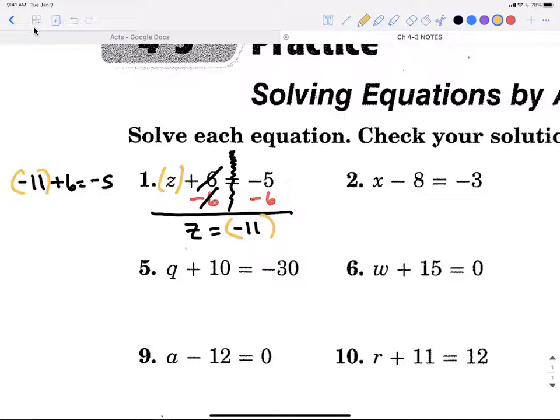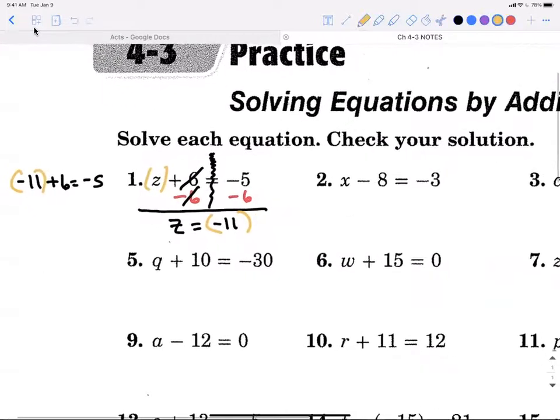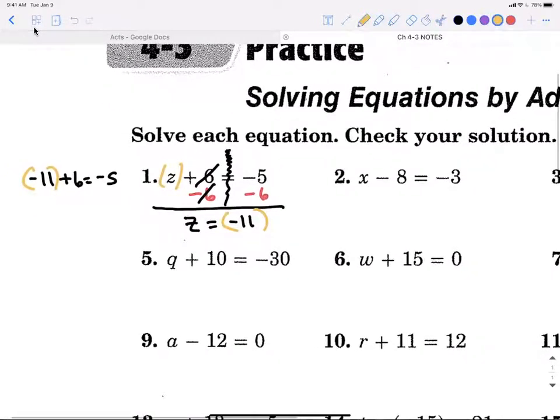Do we have to do that? Yeah. It says solve each equation and check your solution. So yes, you have to do it on every one of them.